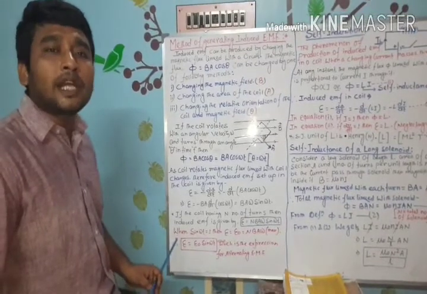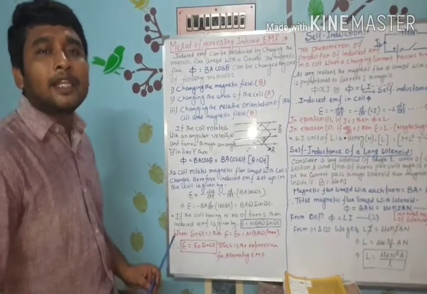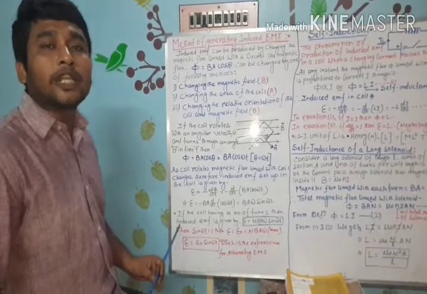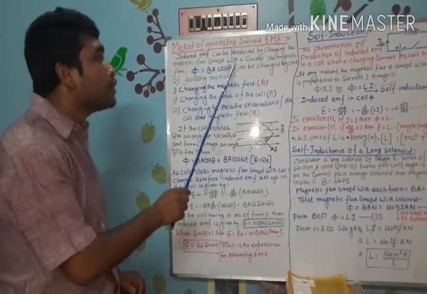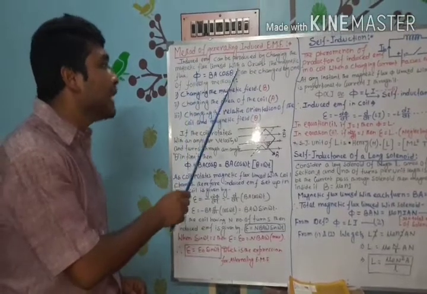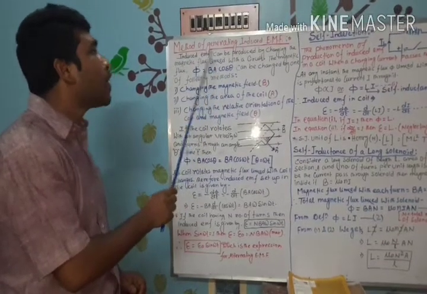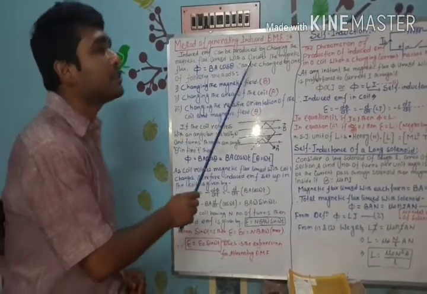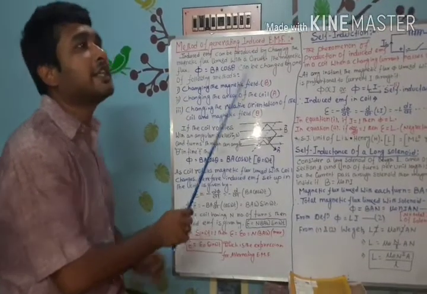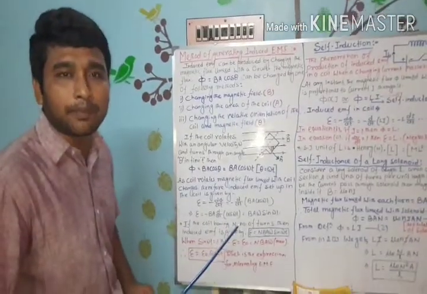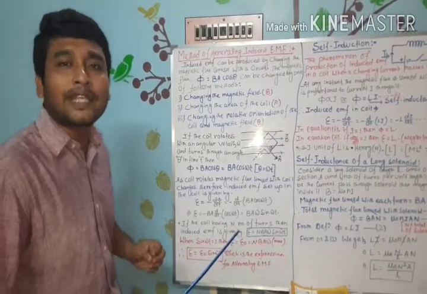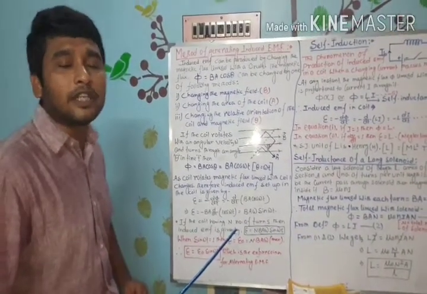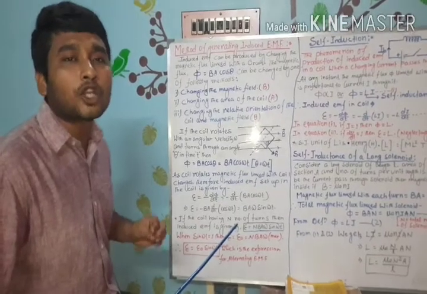In a coil or circuit, mathematically the magnetic flux linkage is given by phi equal BA cos theta. So if we can change the magnitude of this magnetic flux linking with a circuit, then in that circuit there will be some induced EMF. And there are three different methods by which we can change the magnetic flux linked with a circuit or coil.